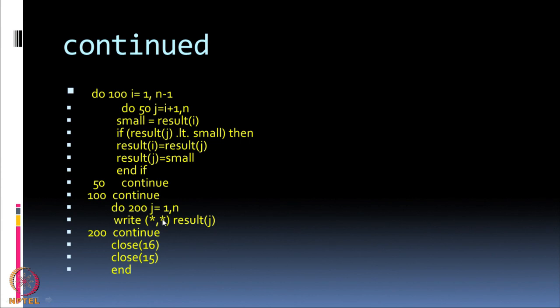Suppose I want to write all those numbers in a given format, then I will say write 16 comma 200 result j, and that 200 will be the format number. That format could be, say, E12.4 that we considered, and if they were all integers, I will use an integer format. So, you can write in whichever format you want, and we have already discussed the format statement. This is how that program will execute, and we will practice this in our practical session.